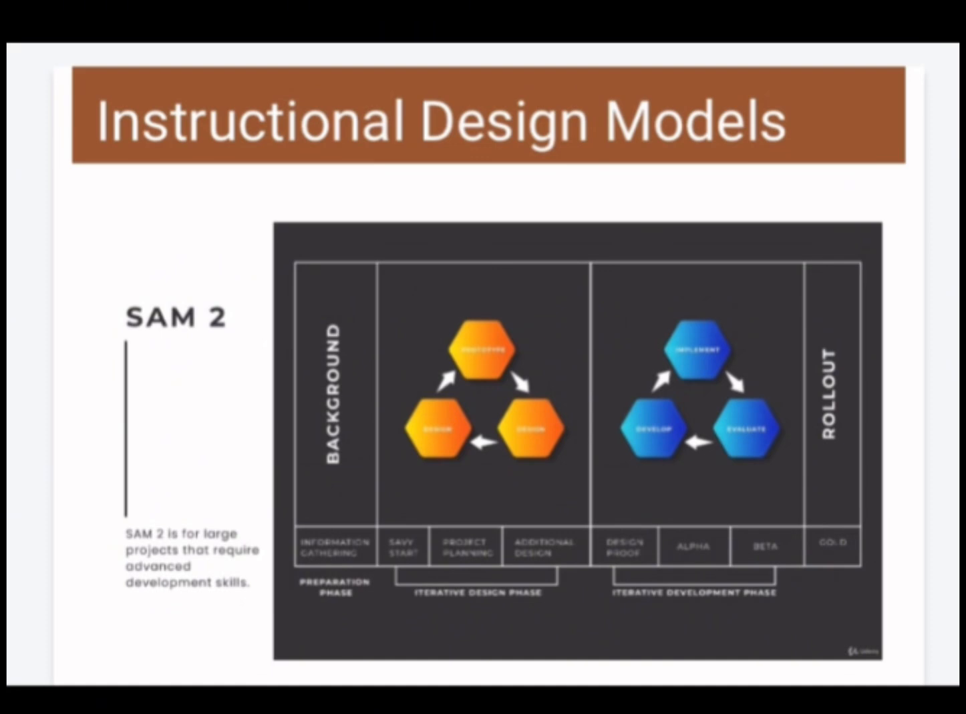During this phase, instructional designers and their teams rotate through design, prototype, and review, making decisions and refining their prototypes prior to making critical mistakes. Iterative development phase is further broken into the following 3 steps: develop, implement, and evaluate. This phase begins with the design proof and produces 3 deliverables known as alpha, beta, and gold releases.